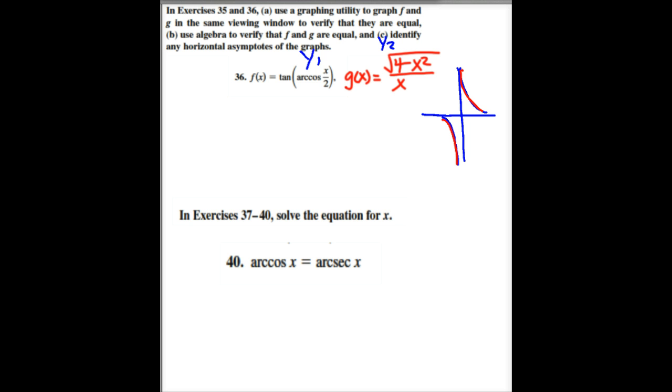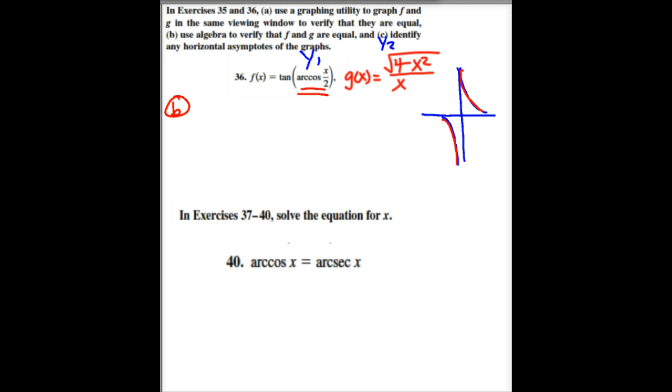They're identical functions. So for part B, when it says to prove, that's the only part I really want to do, that those are equal functions, we are going to start. What am I going to call that inverse trig function?